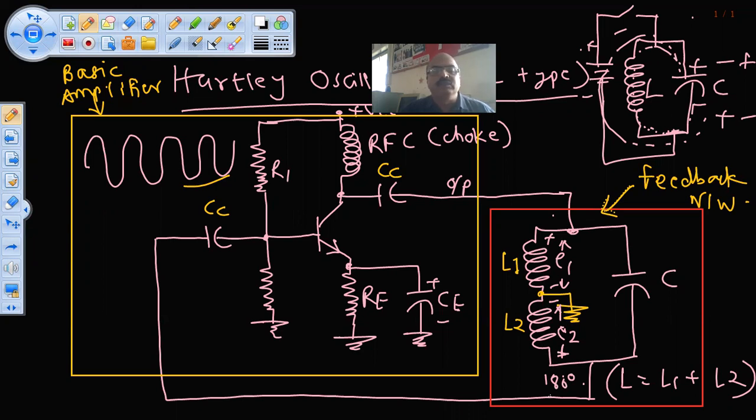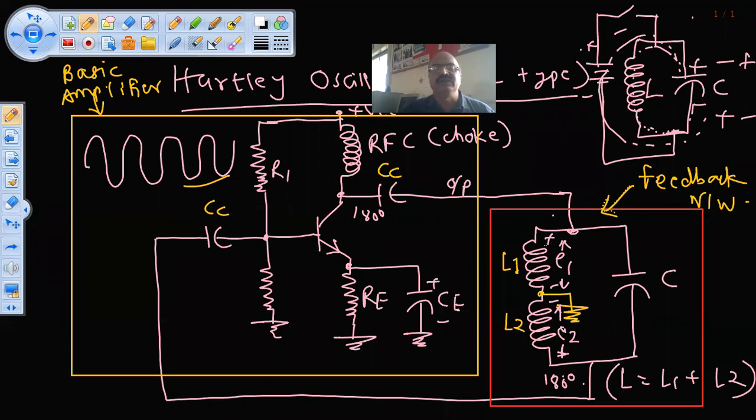Okay. So this signal, this amplifier has already provided 180 degrees phase shift. This inductance produces one more 180 degrees phase shift. So that becomes 360 degrees phase shift, and that is a positive feedback to the amplifier. Correct? So in this way, the oscillations start.